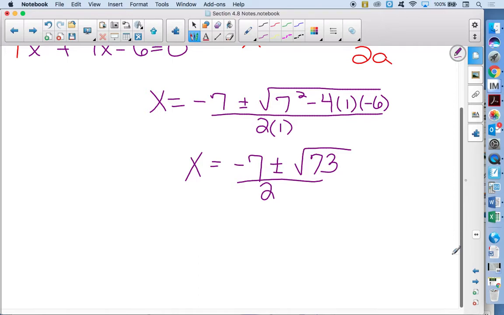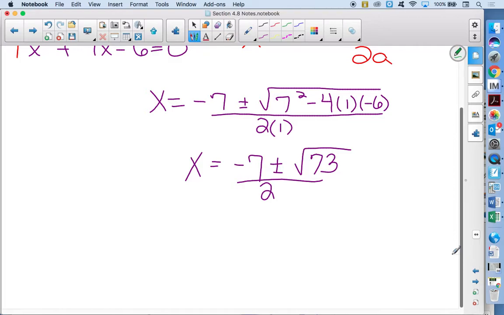Can 73 be broken down? No, it's prime. Only 1 times 73 makes 73. That's terrible. So 73. This is the answer to your problem. You can't reduce 7 and 2 because 7 and 2 don't reduce. You don't need to separate it, but there are 2 solutions here.